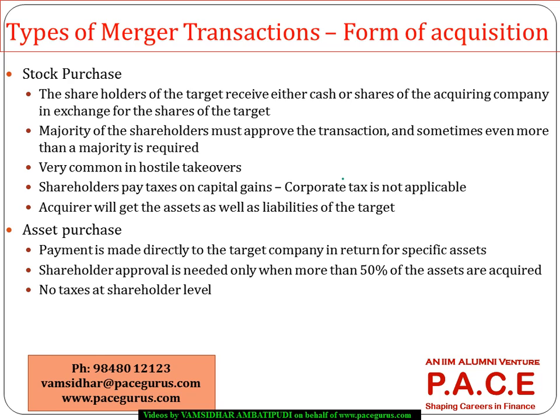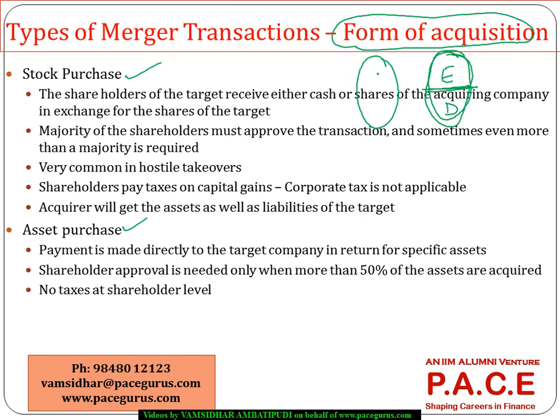Then the other classification which is generally seen with respect to mergers is based on the form of acquisition. There could be a stock purchase or asset purchase. In case of stock purchase, it is like this: the shareholders of the target, let's say this is the company which is getting acquired. For this company which is getting acquired, there is an equity and there is a debt, which are balancing with the assets of the company.